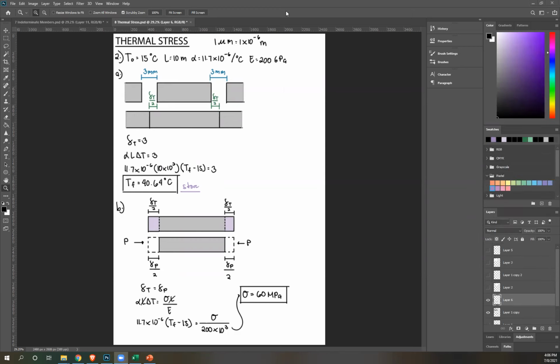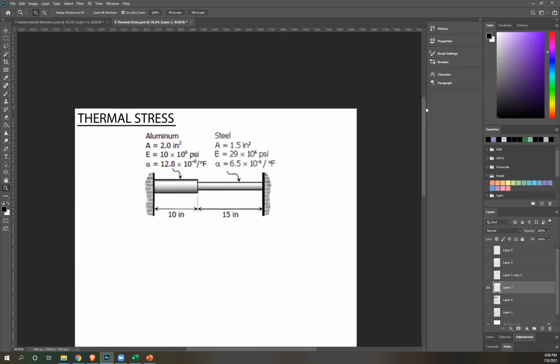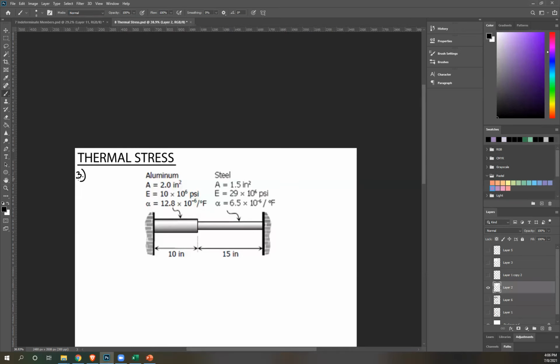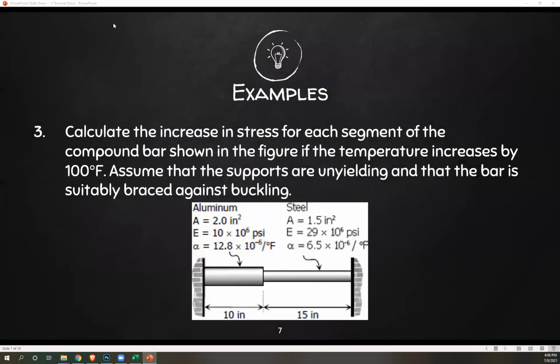Okay, good. Let's move on to number 3. Calculate the increase in stress for each segment of the compound bar shown in the figure. If the temperature increases by 100 degrees Fahrenheit, assume that the supports are unyielding and that the bar is suitably braced against buckling. So basically, there's an increase in temperature and we're looking for the stress it created.